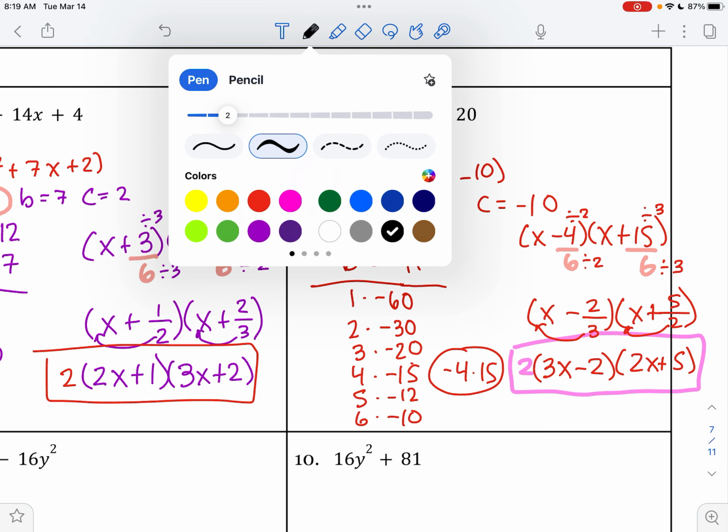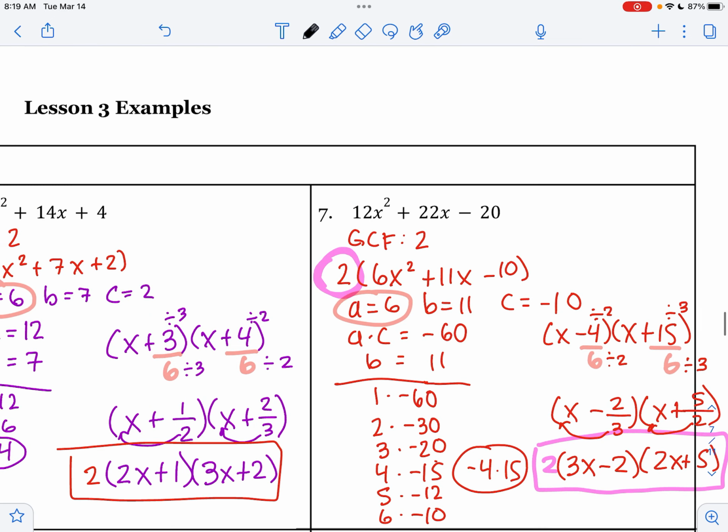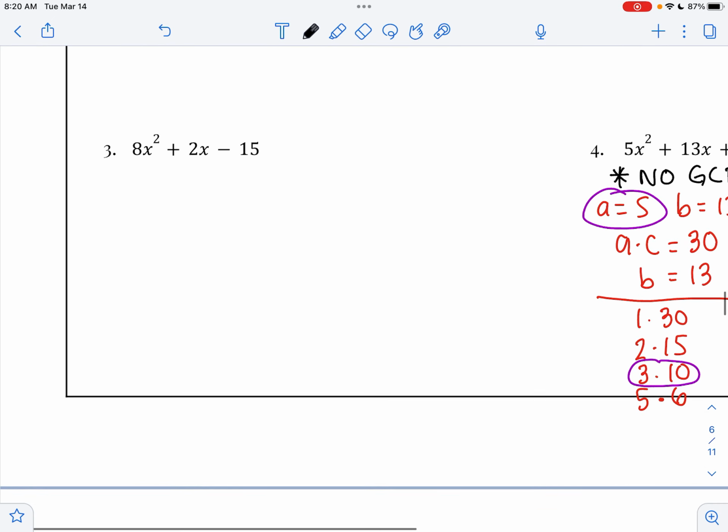Okay, we're almost done, which is great because my eyes are watering so bad. Okay, let's do this. Number 3.